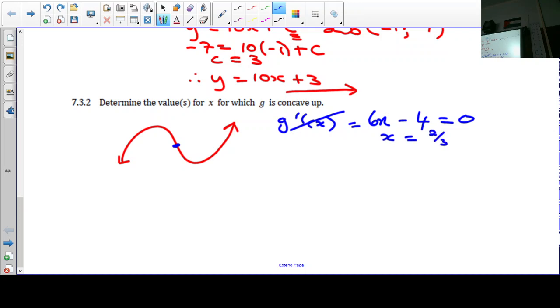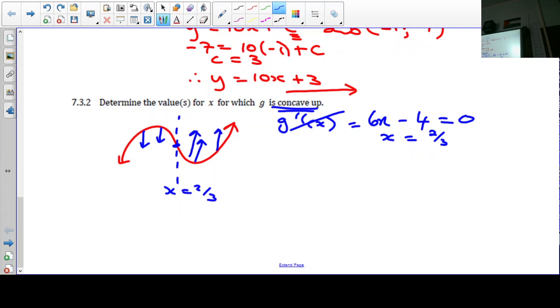Okay, so the point of inflection occurs at x equal to 2 over 3. So it's speaking about concave up. If you look at this part of the graph, this part is concave down, and this part is concave up.